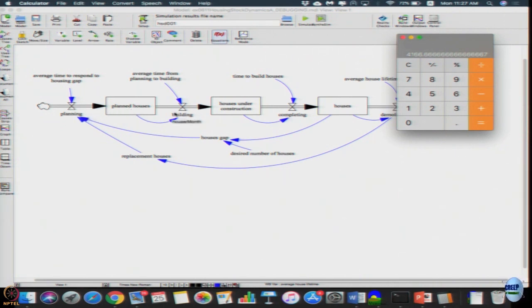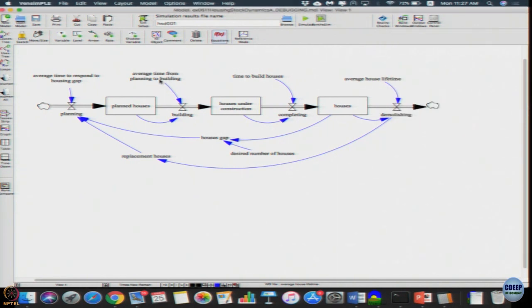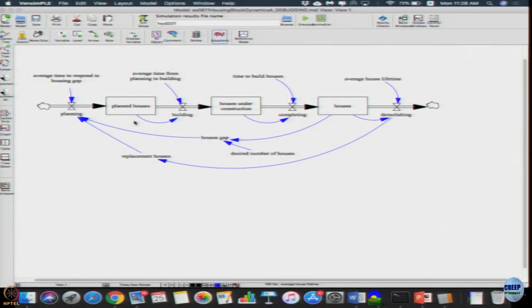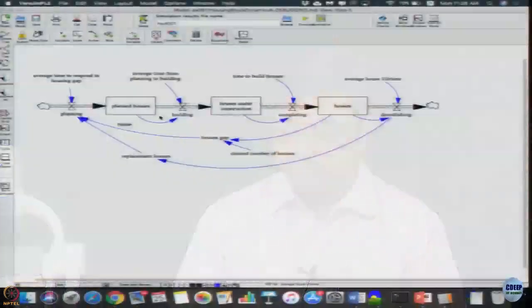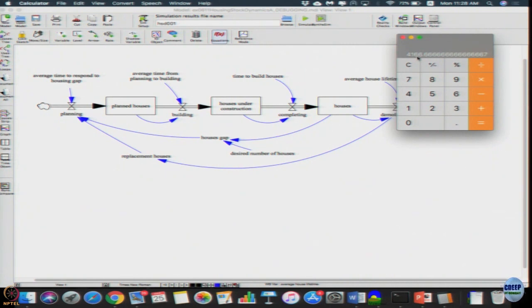Now, if that is the inflow, my outflow should be based on the average time it takes to build. The average time it takes to go from the planning phase to starting the construction phase is 3 months. So that many houses should currently be under planning. What should the initial value of the planned houses stock be? Let us go a little slowly. The number of planned houses in the pipeline should be the inflow rate times the duration, the average time from planning to building, multiplied by the inflow rate. The inflow rate is 4166 times 3. Let us see that. 12500.